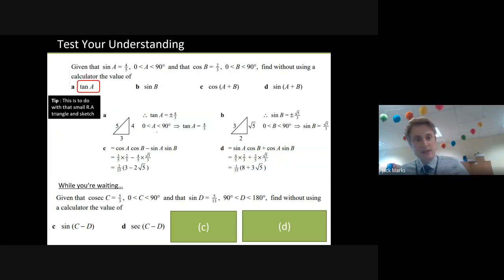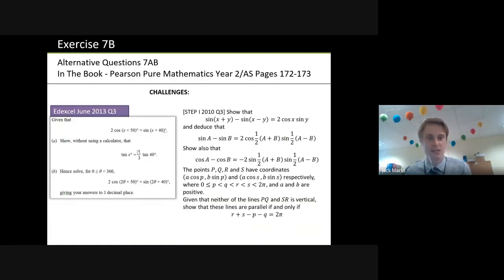A different technique is being used here. So if you have acute angles, which you do, you can in fact draw a right angle triangle because 90 is the biggest angle that you have. You can do it that way, but you can also answer all of these questions using the same technique as before. And that takes you towards the end of 7b, so using the addition formulae.